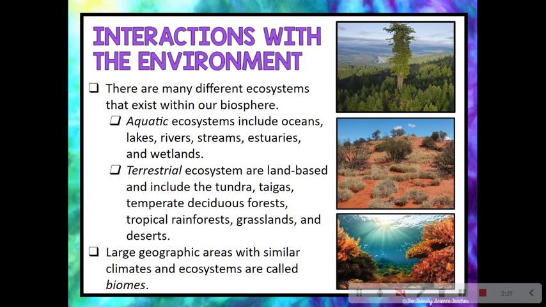There are many different ecosystems that also exist within our biosphere. We have aquatic ecosystems, which include our oceans, lakes, rivers, streams, and all our wetlands. We also have terrestrial ecosystems, which are land-based and include the tundra, the taiga, the temperate deciduous forests, tropical rainforests, grasslands, and desert. So large geographic areas with similar climates and ecosystems are called biomes.